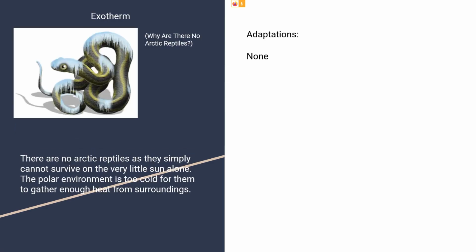In terms of ectothermic animals in the Arctic, or reptiles, there aren't any because the heat given off in the Arctic simply isn't enough for them to survive, as ectothermic animals rely on taking in heat from either the sun or rocks or any sort of heat source, but there just isn't enough heat from the sun for them to survive.